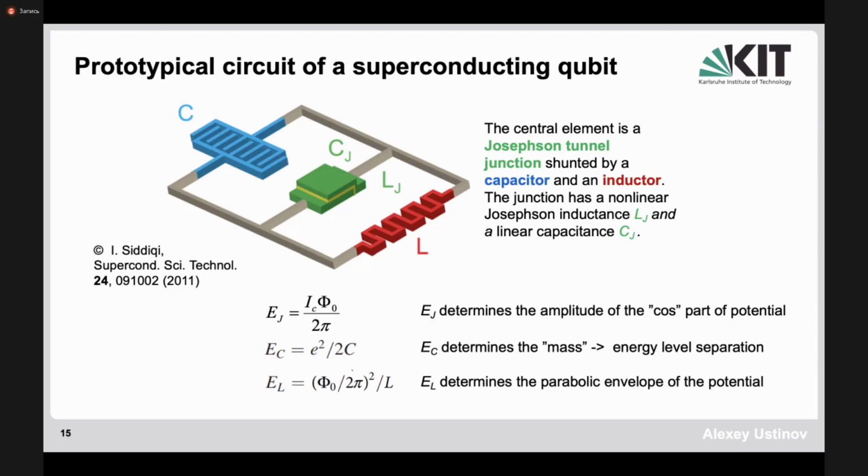So fluxonium goes in such direction that actually this inductance is large, and therefore the parabola is very, very soft. So it's a cosine potential which modulates a very softly rising parabola. And in this case, you have multiple metastable states.